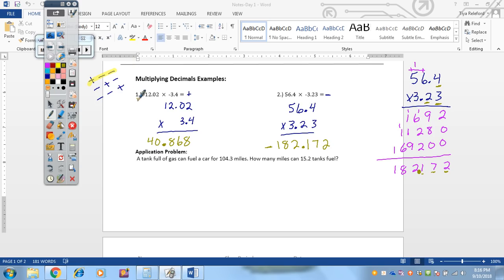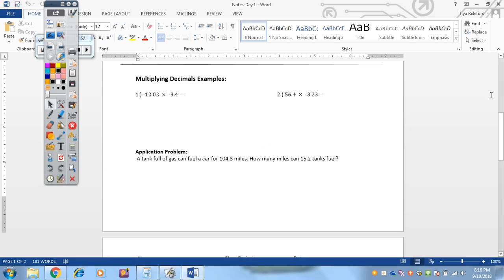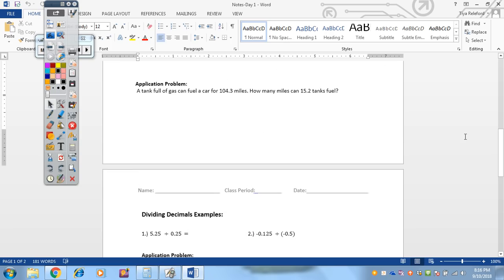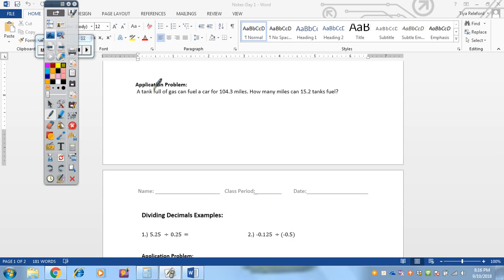Positive and negative gives us negative. Feeling okay? All right. A tank full of gas can fuel a car for 104.3 miles. How many miles can 15.2 tanks fuel? So this is a multiplication problem, right? We want to know how many miles if we had 15.2 tanks. So we're multiplying the number of miles times the number of tanks.